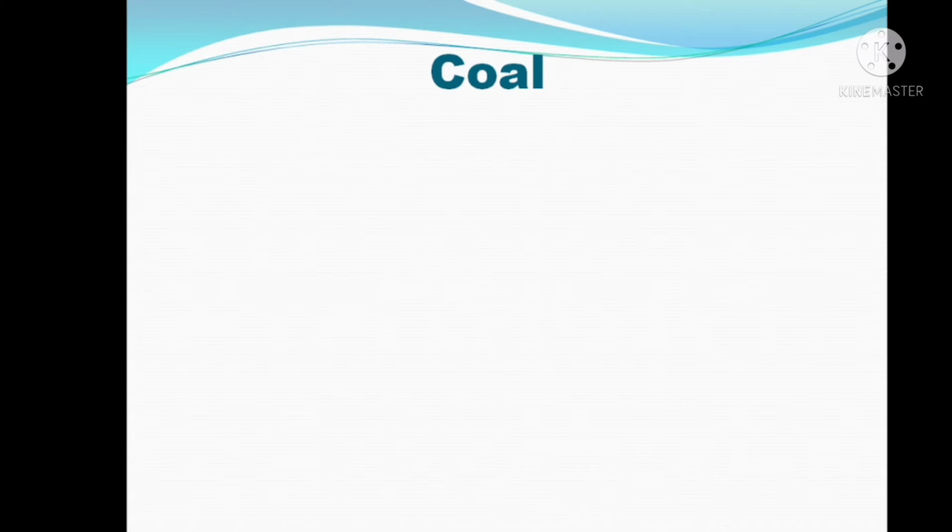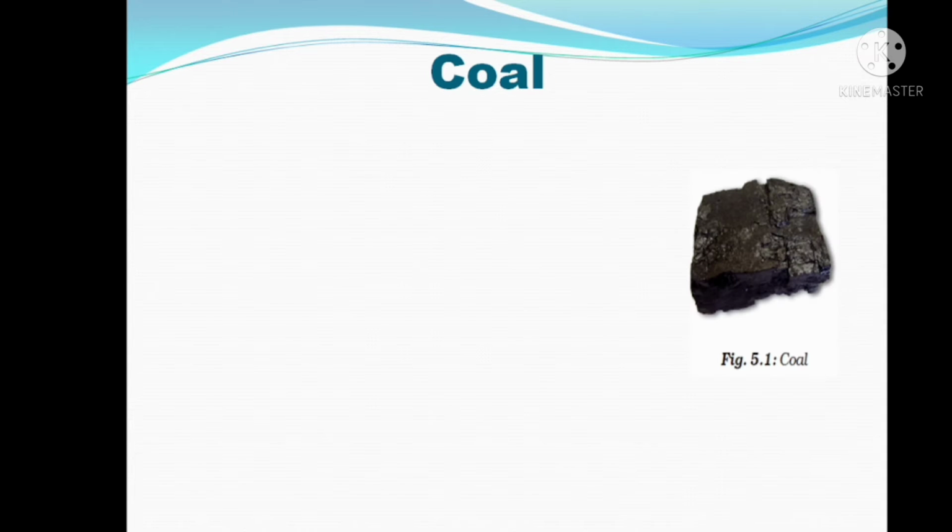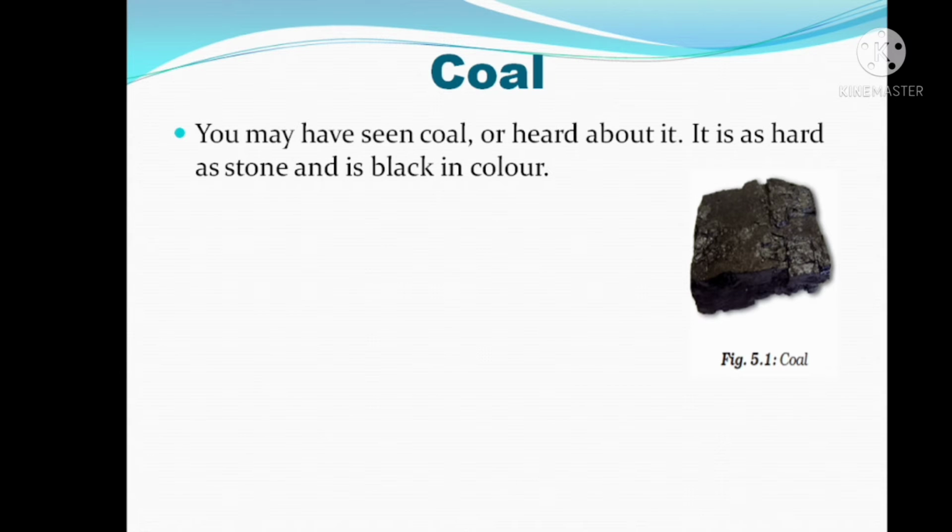One example is coal. So how coal is produced and how we are using it in our life, that we'll see. Here you can see the coal. You might have seen it in your area, and maybe in your home also. This is coal, which is black in color and light in weight. You may have seen coal or heard about it. It is hard as stone and is black in color.